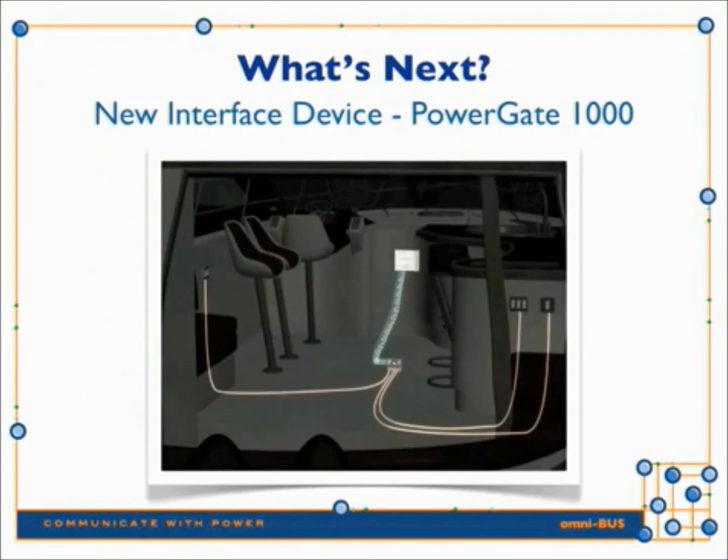The new PowerGate 1000 can interface to 10 analog switches and communicate in CAN as well as RS-485 networks, including NMEA 2000. The PowerGate 1000 allows conventional rocker switches to be integrated into a multiplex system, and there is still more to come. Our portfolio of products and features continues to grow.